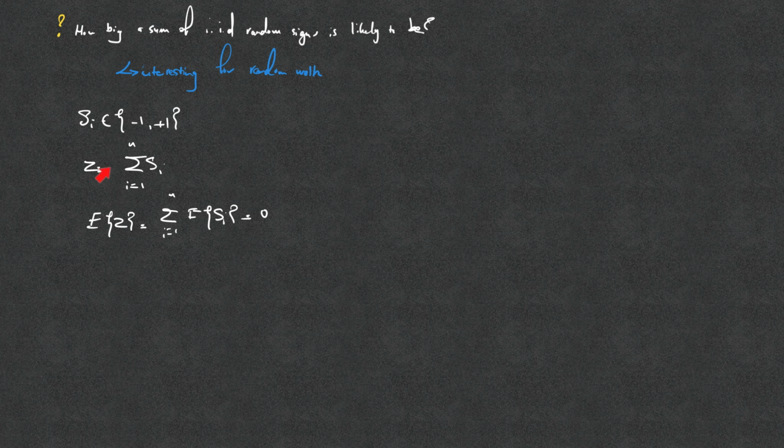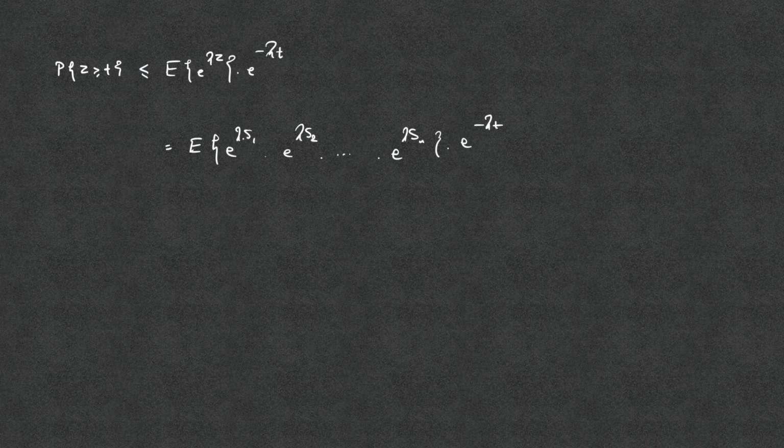Why? Because Z was the sum of S_i's, so the expectation is going to go in and apply to each one of these individually. The expectation of a summation is the summation of expectations, and because each one of these is individually 0, the result is going to be 0. Now, if you look at the event of Z being larger than or equal to t, let's say a positive number, the probability of this event we already know is less than or equal to E[e^(λZ)] times e^(-λt) for a λ, which you know from the Chernoff bounds.